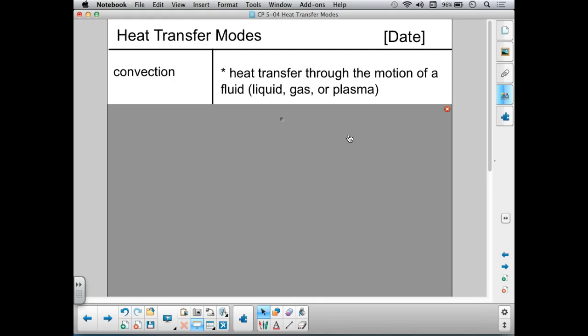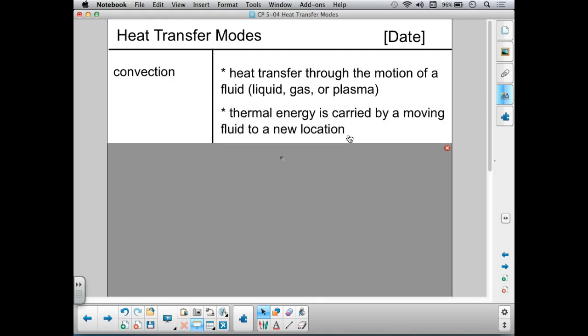If the fluid itself is actually carrying thermal energy from one place to another, we call it convection. So thermal energy carried by a moving fluid to a new location. This is different from conduction, because remember, in conduction we're mainly concerned with solid objects, and those objects need to be touching each other directly. In convection, we're actually moving something like air or water from place to place, and that can move thermal energy with it, which is kind of cool.